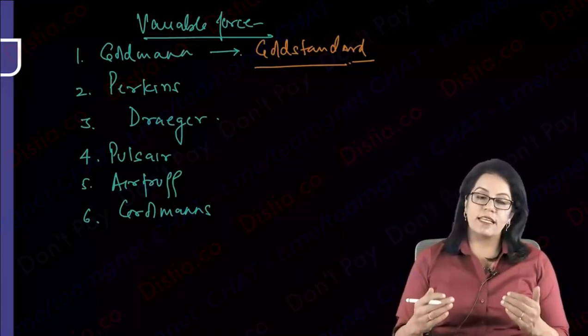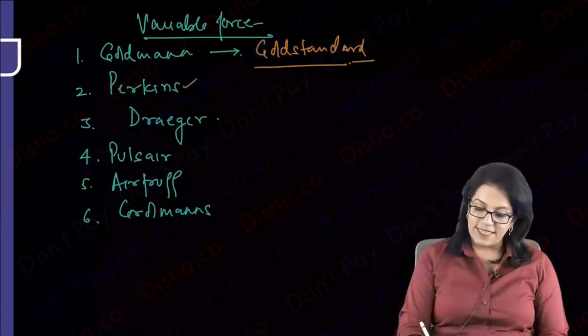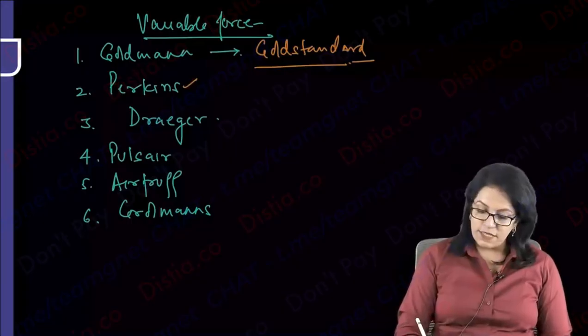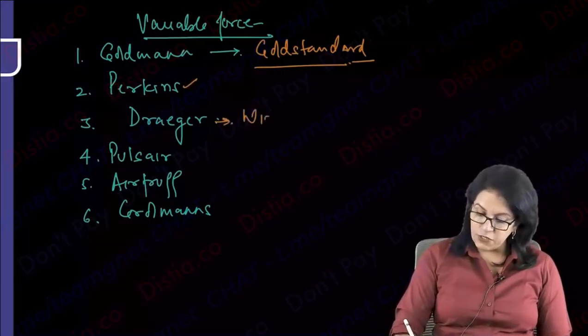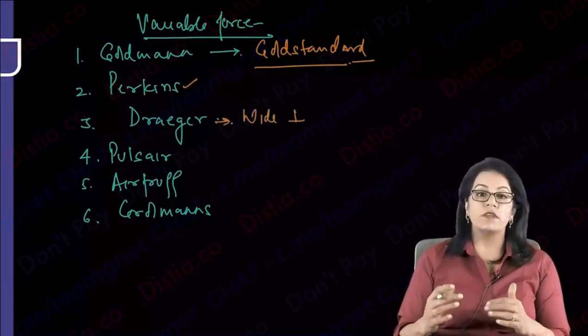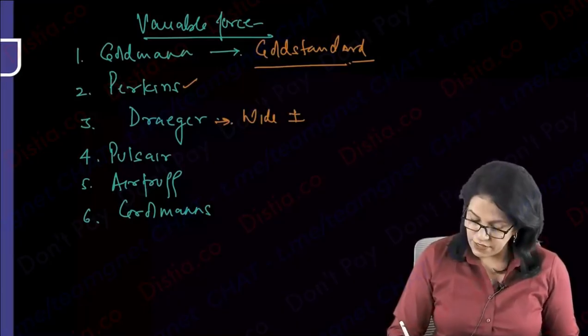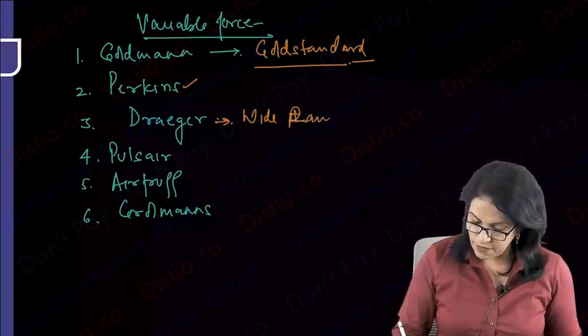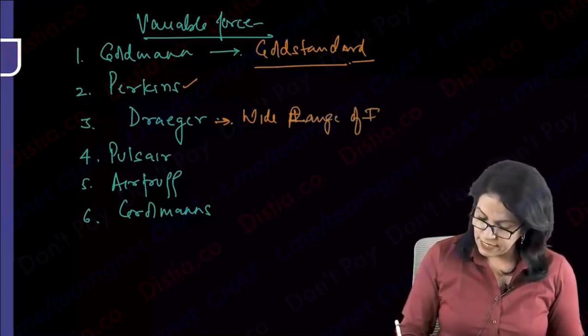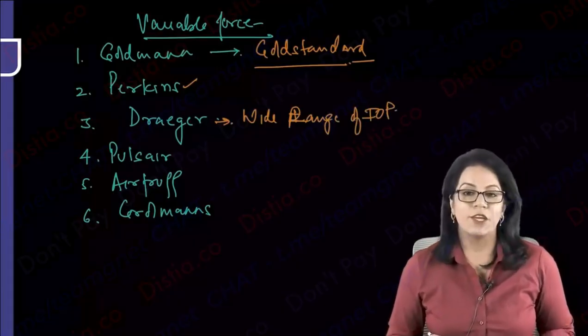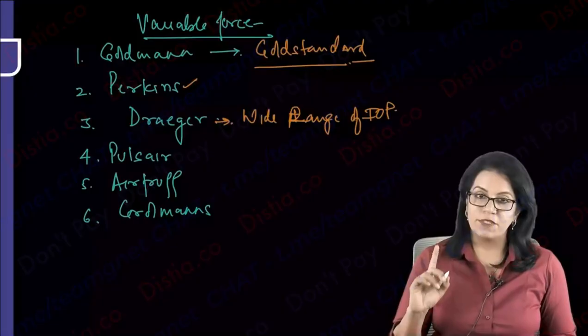Okay, we come to the next. I said that the handheld version is Perkins. For Draeger, you have to learn it measures a wide range of IOP. Means too high and too low, it will not give unreliable results. So it measures a wide range of IOP. That is 1 point for Draeger.